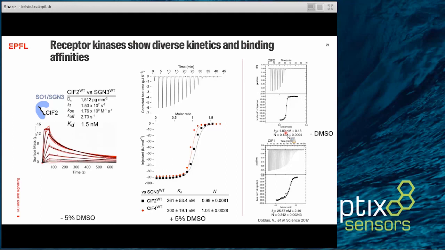At the same time, we were also interested to see if this affinity constant changes. In this case, Satohiro did this by ITC. He added 5% DMSO, and if you compare all of these affinity constants for CIF2, you can see there's almost a 200-fold decrease in affinity in the presence of DMSO. He was interested in this because most experiments for this peptide ligand in vivo are done in the presence of DMSO due to the hydrophobic nature of the peptide.